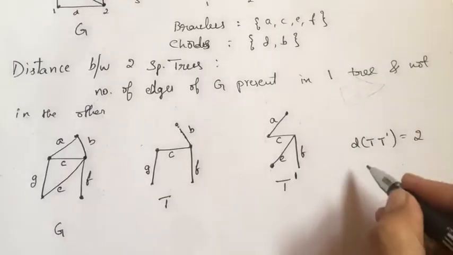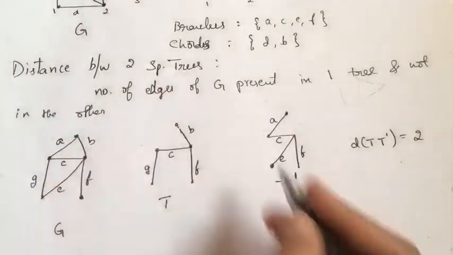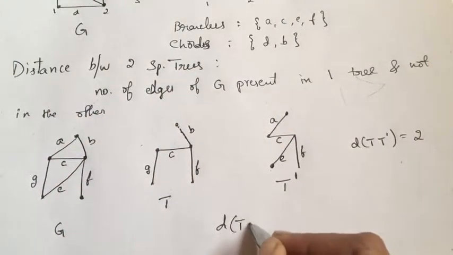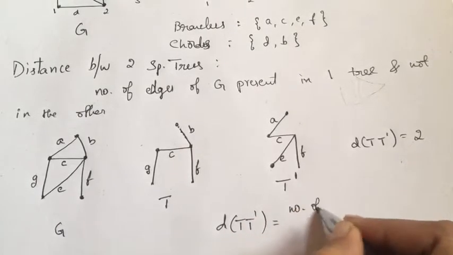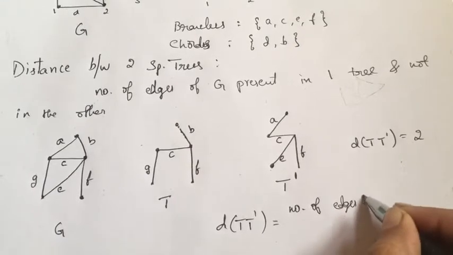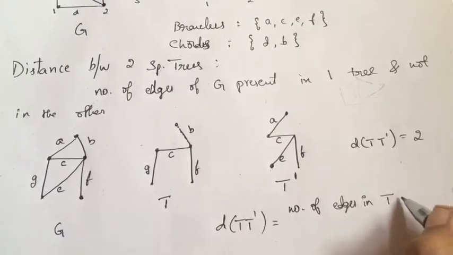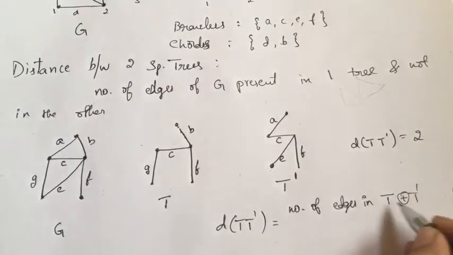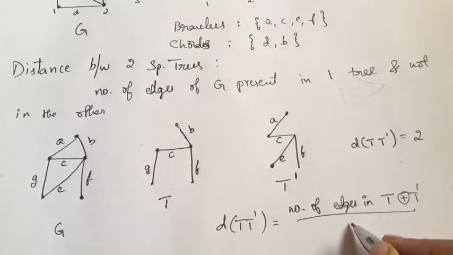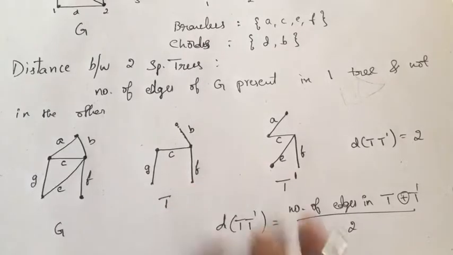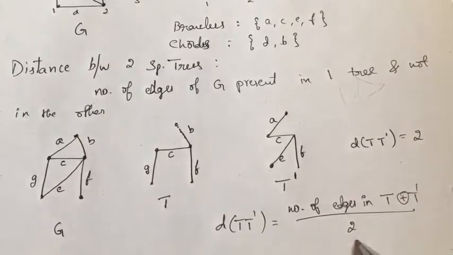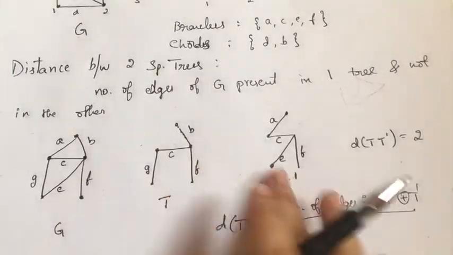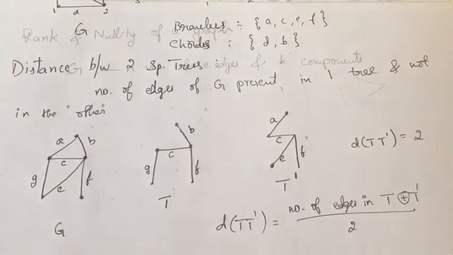In fact, the distance between the spanning trees is nothing but the number of edges in T ring sum T dash. We have learned operations on graphs. Same thing, I'm considering two subgraphs. Okay, the number of edges in T ring sum T dash divided by 2 gives me the distance between two spanning trees.